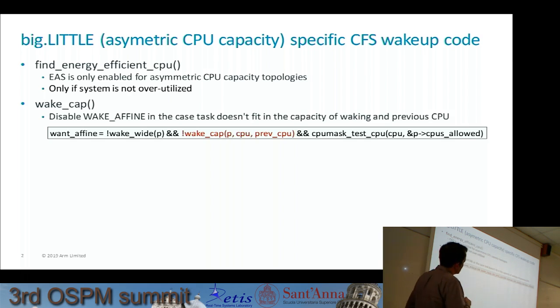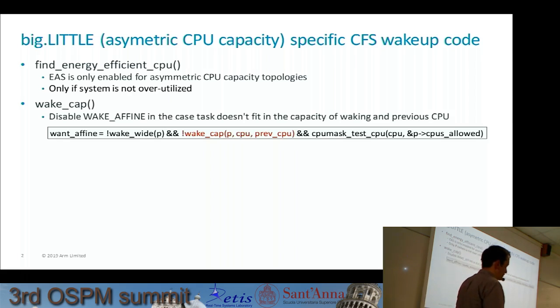But the problem I want to talk about here is not in this path. It's more like what do we do if we are overutilized? So one CPU in the system has more than 80% of utilization. That means energy aware scheduling is not possible, and in the wake-up path we dynamically switch to the normal wake-up path, which is select idle sibling or the slow path.